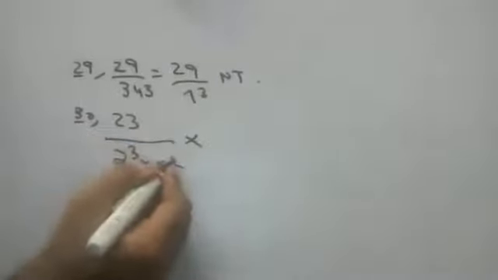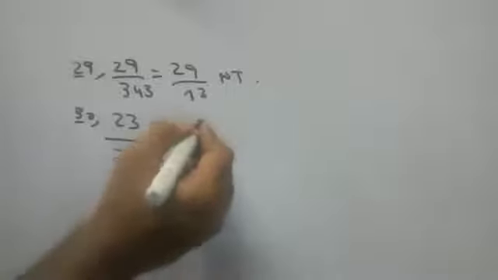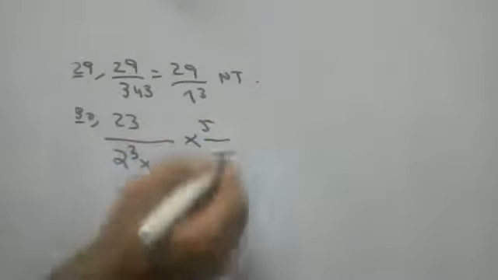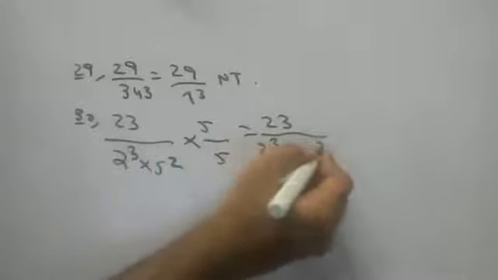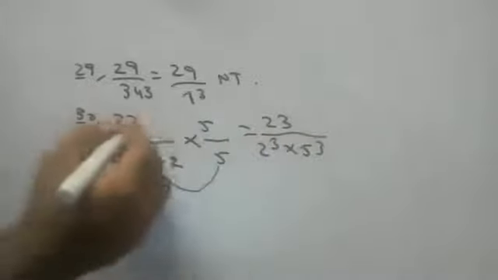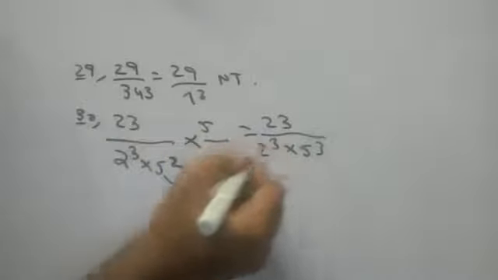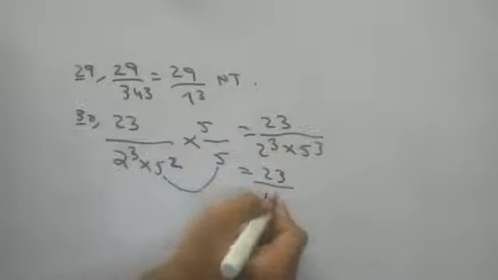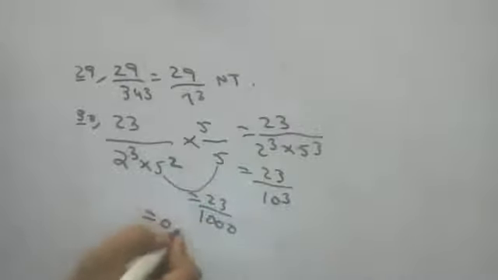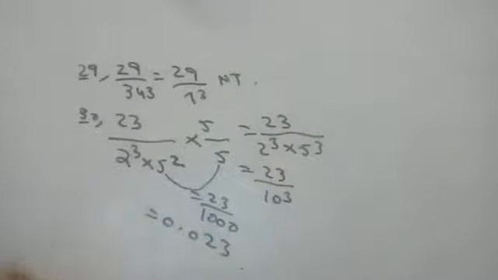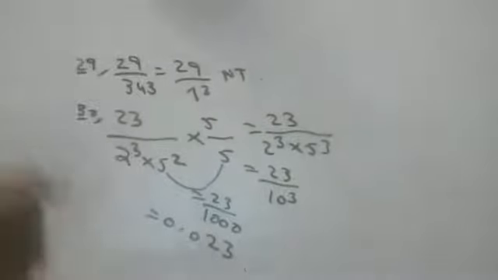Here cube is there, here 2 is there. So multiply and divide with 5. Then what will it become? 23 by 2 cube into 5 cube. Are you able to understand, children? 23 into 5, then 23 by 10 cube. 23 by 10 cube means 23 by 1000. 1000 means after the point 3 numbers should be there.